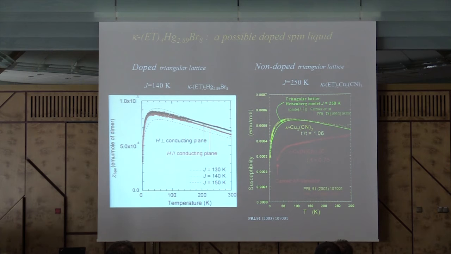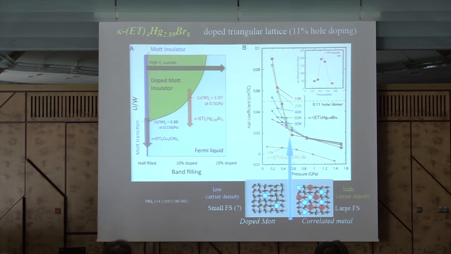Okay, we pressurize this material. This is the diagram of U over W, and this is the band filling. This is the half-filling line, and half-filled materials are like this: the Mott insulator region and the metal, with a first order transition across here. This material is put here, 11% hole doping. And maybe the U over W is larger than these other members of this family. And then we apply pressure. The system goes along this line, okay?